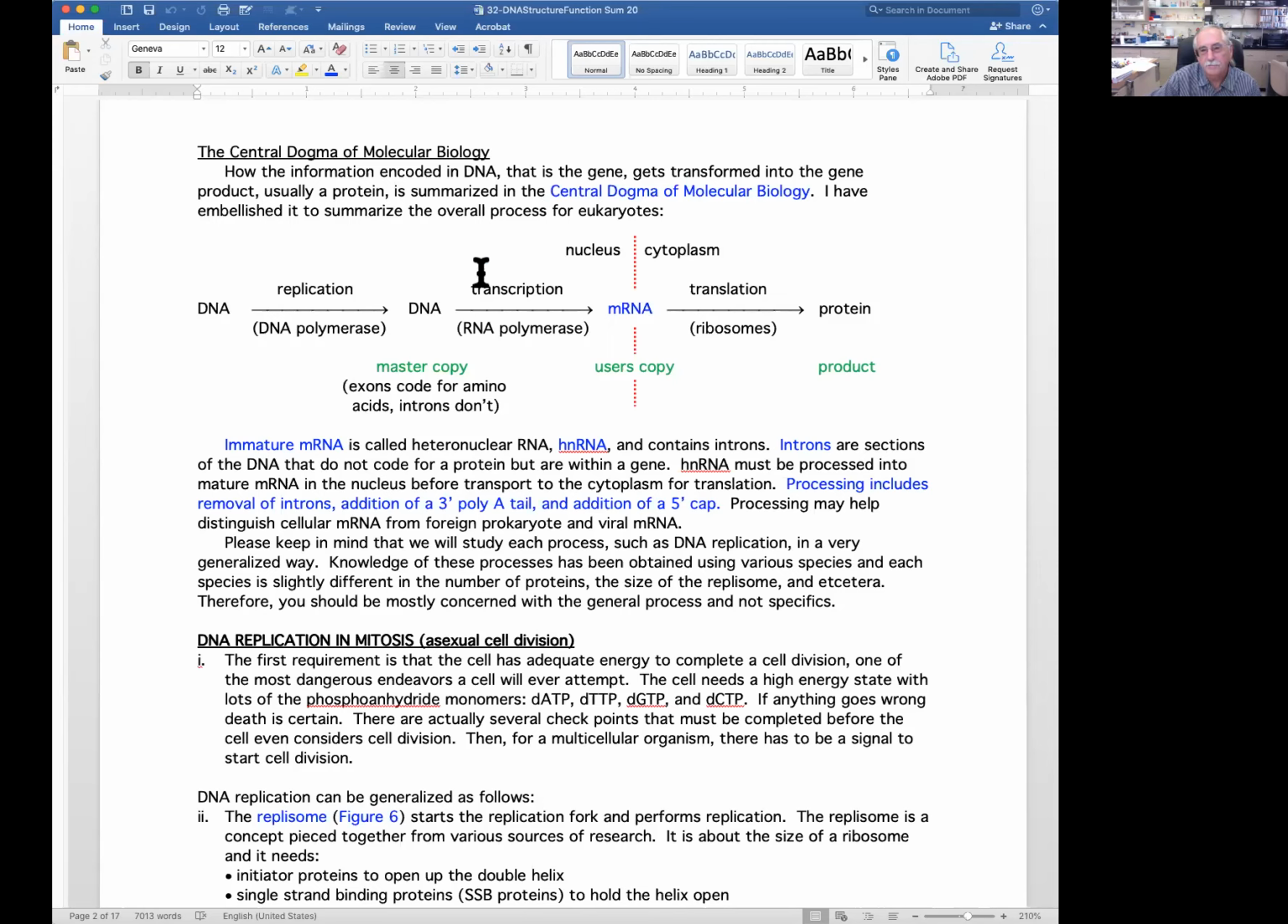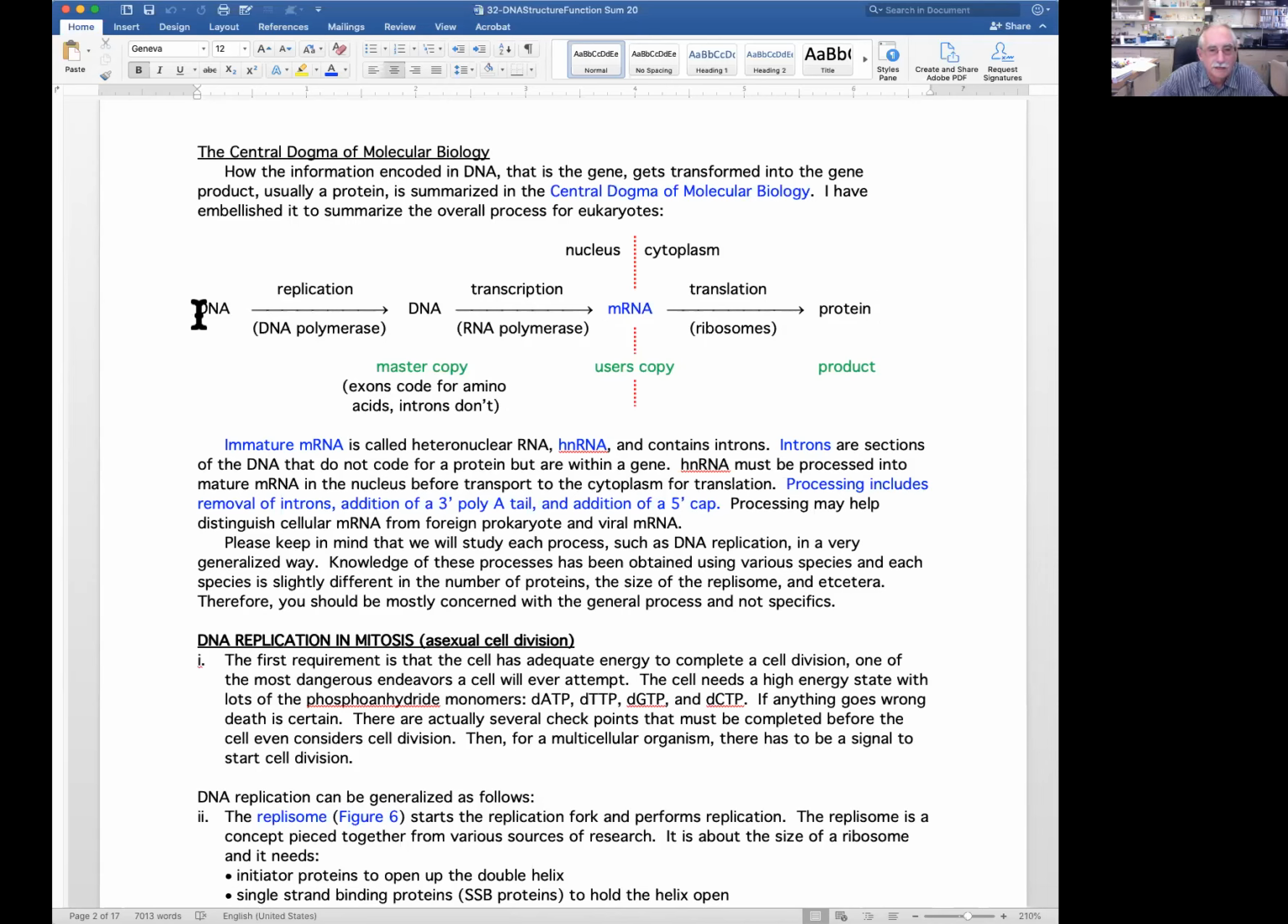So how do you get the message, the information from the DNA to the rest of the cell? Well, you make messenger RNA. Messenger RNA is made in the nucleus, it comes outside the nucleus, and it gets converted into protein. Okay? So let's look at some of the enzymes here.